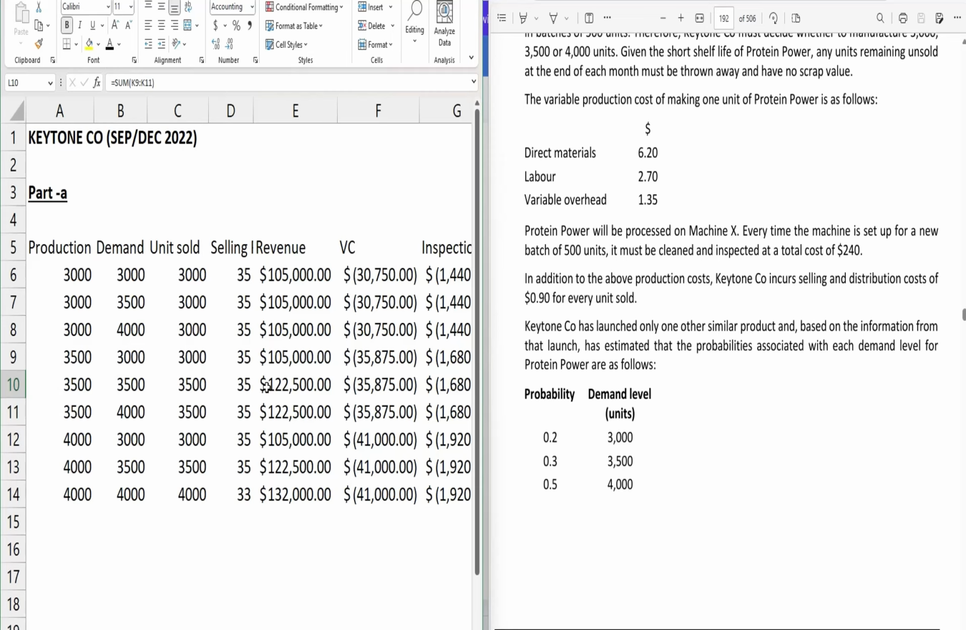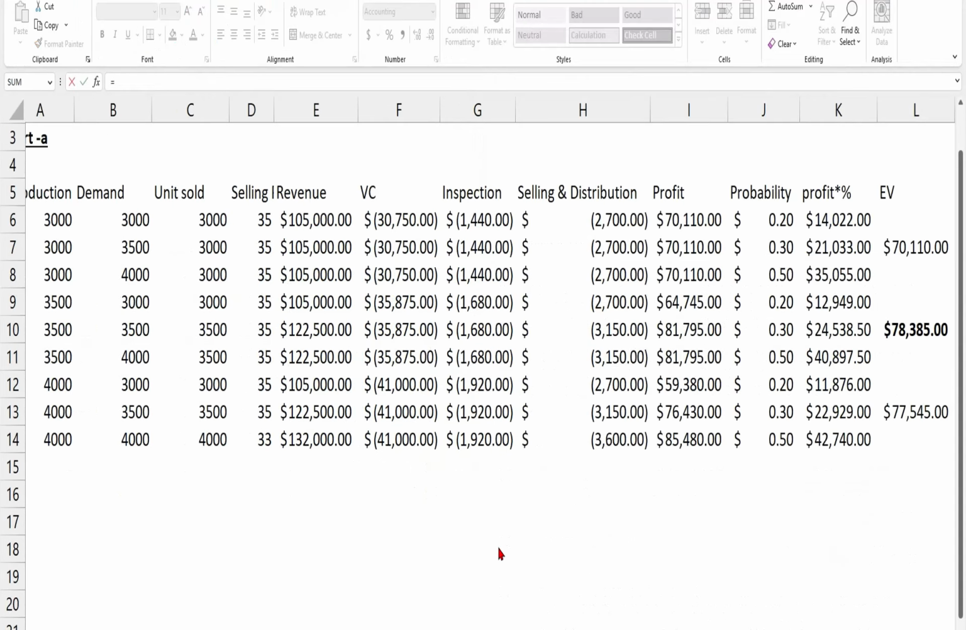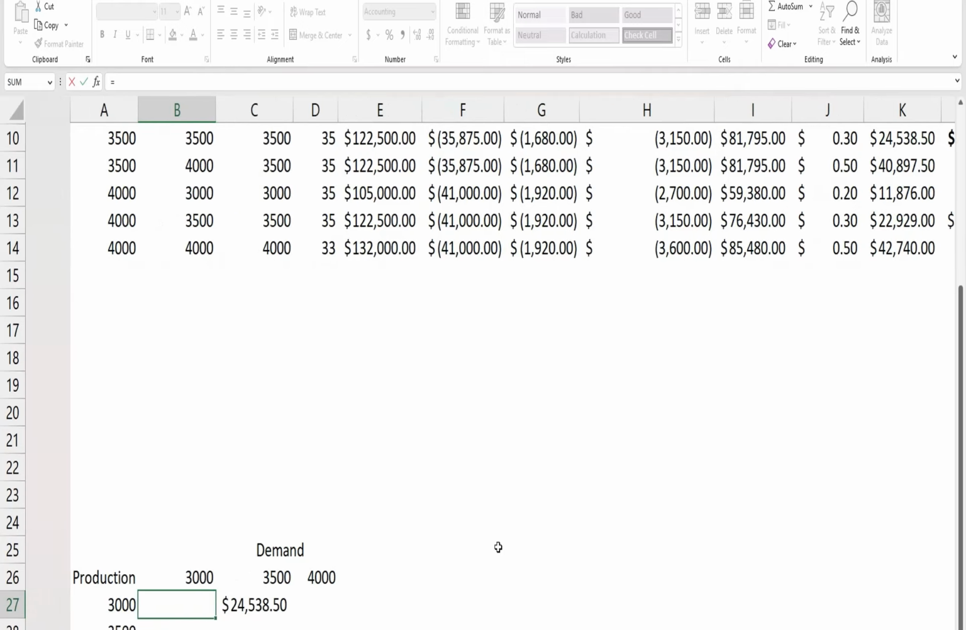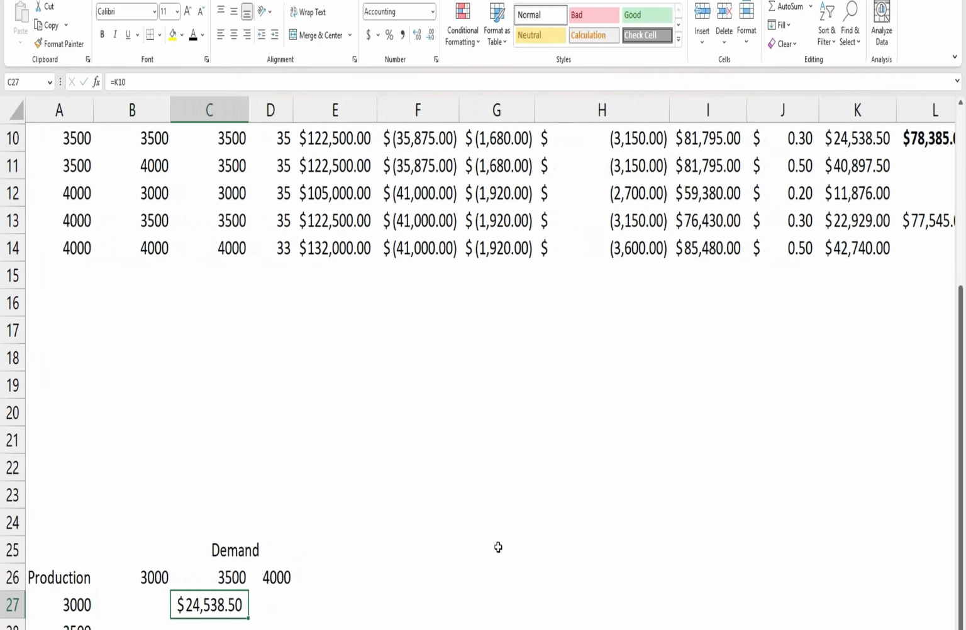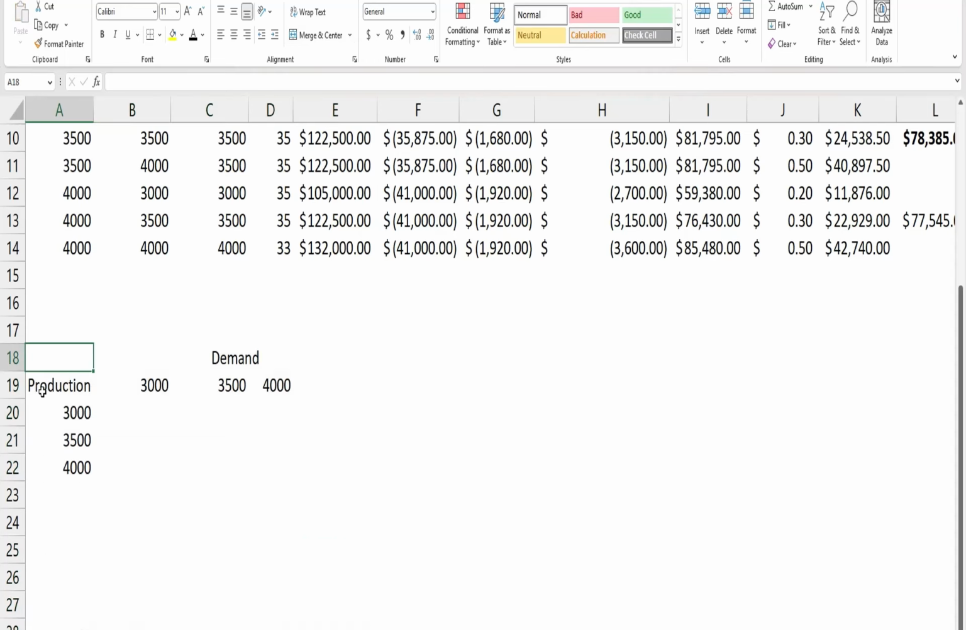Now the question asked you to recommend as well. If you remember the question, you have just done the calculation for the PF table. So now you have to recommend as well as present this calculation in the PF table format. So let me show you how. This is how you can draw the PF table. I have just made one column for the production and one row for the demand, and let me bold it.